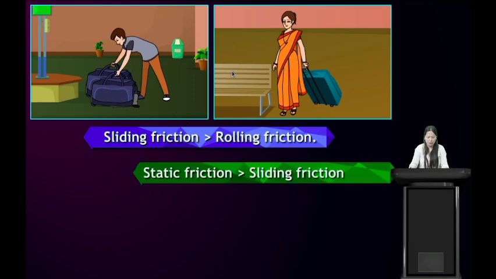Alright, so here sliding friction is more than rolling friction, and in a previous class we have seen that static friction is more than sliding friction. So when we combine these two, we can write that static friction is more than sliding friction, and sliding friction is more than rolling friction. So the friction decreases in this way. It will be more difficult to overcome static friction, and easier to overcome rolling friction, because rolling friction is the least. Remember this. All right, students.